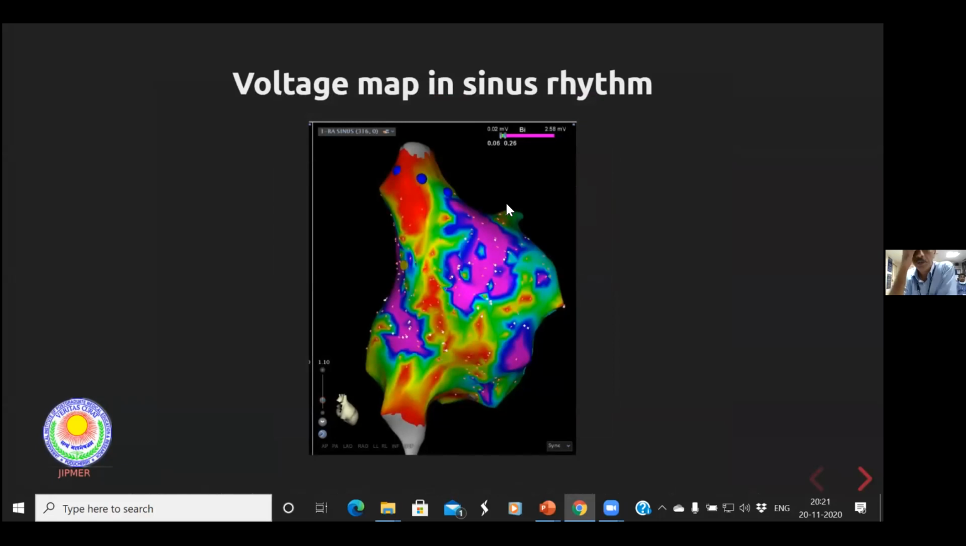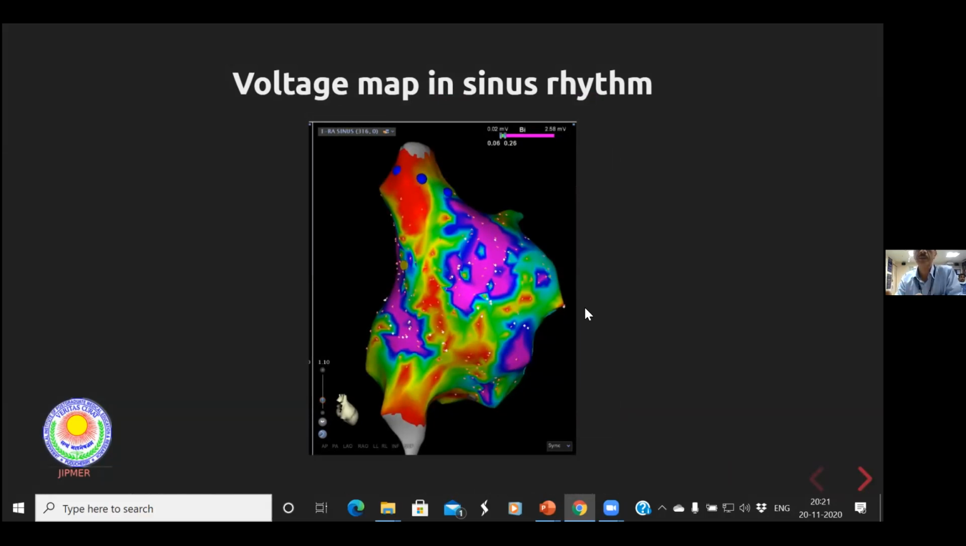Now, the next issue is in a patient like this, where flutter is easily induced: do we start directly doing an activation map, or should we do a substrate map? From experience with similar cases, we have tended to do a substrate map first in these patients. And this also works with post-MI VT. What we found is that it's always good to have a substrate map first.